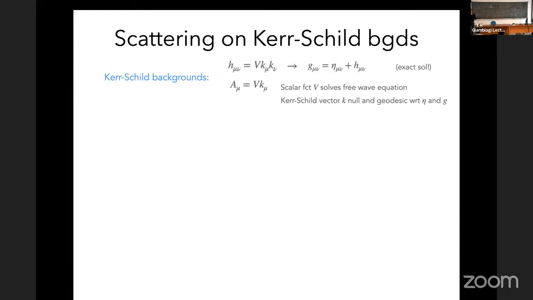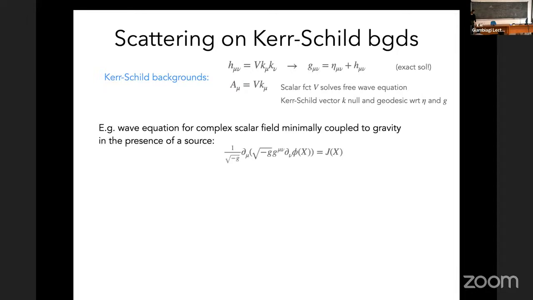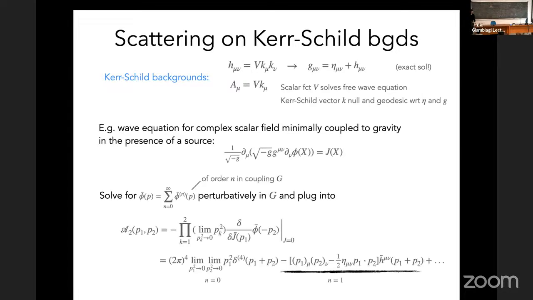And now we can capture the scattering on top of all these backgrounds that I just mentioned by understanding what happens for Kerr-Schild backgrounds in general. So we'll do this again for complex massless scalars that are minimally coupled to gravity in the presence of some source. To get the two-point function, as I've described, we solve the wave equation iteratively in the coupling, which in the case of gravity is Newton's constant. When we do that, there's a piece that's a contact term, and then there's the piece that we want to focus on, which encodes the non-trivial part of the scattering process.